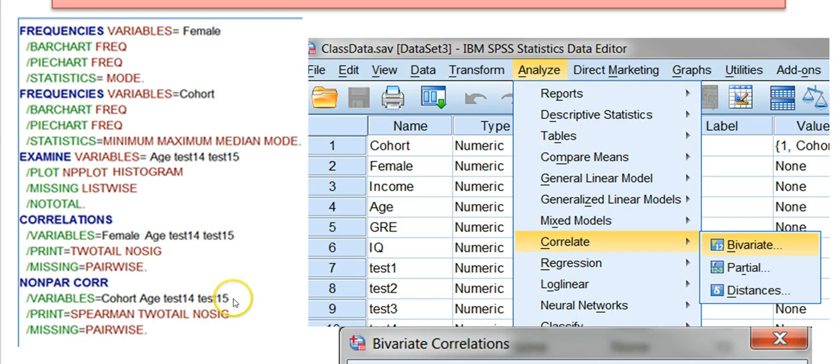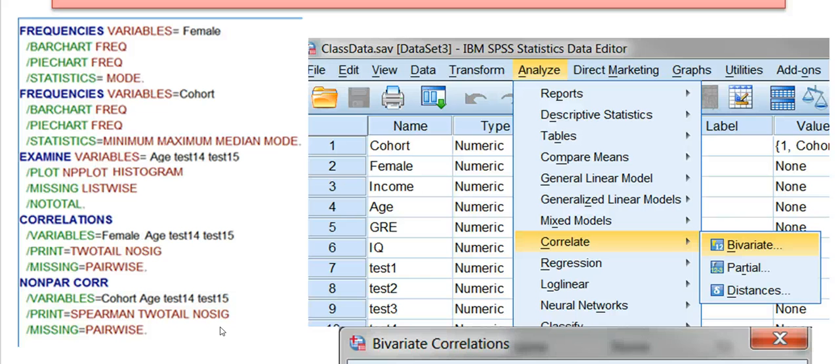Now remember, you can run intervally scaled variables as a non-parametric in one of two situations. If you don't care about their shape, you're only interested if they're ordered in the same way, or if you fail to meet the normality assumption and instead you move to a non-parametric analysis.